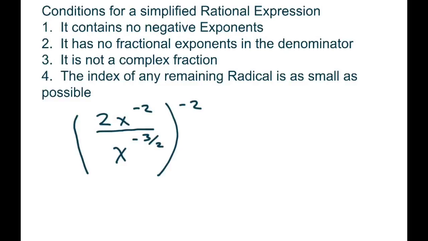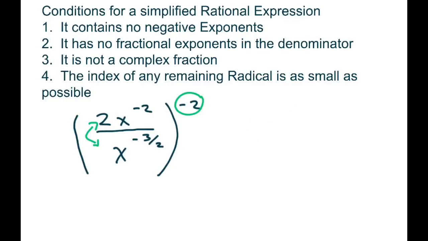It's not a complex fraction, and the index of any remaining radical is as small as possible. So basically on this one, I'm going to go ahead and take care of this negative right here by flipping the numerator and the denominator, and then I'm going to make that a positive. So if you flip it, you get x to negative 3/2 over, and there's several ways to do this. No, I think I am going to do it a different way.